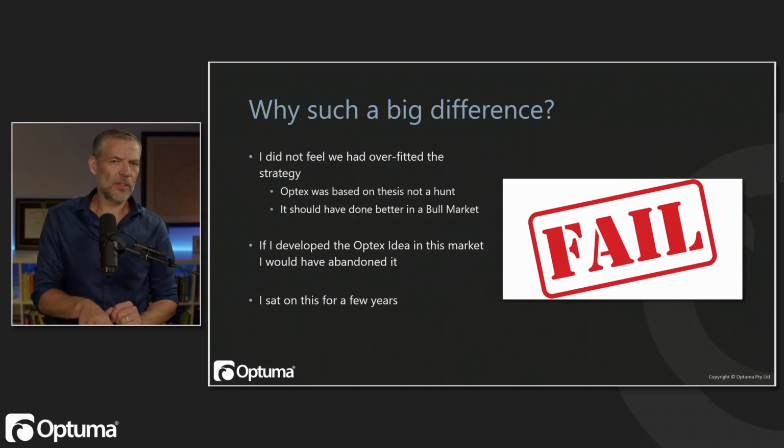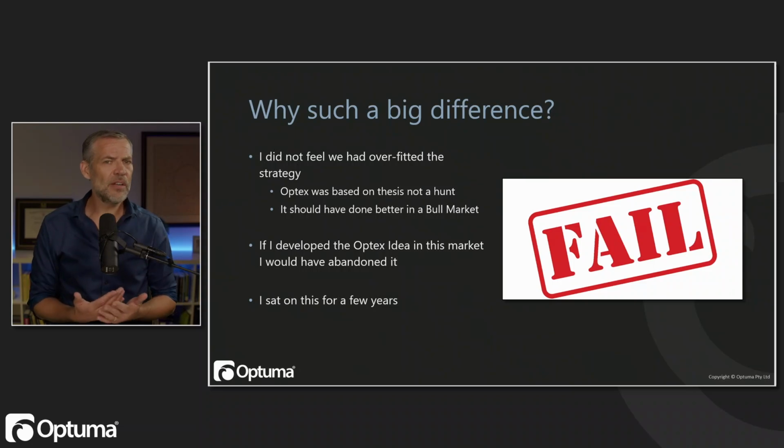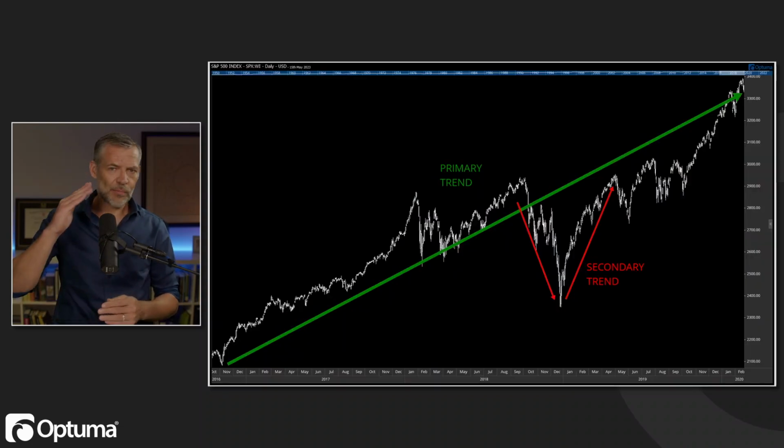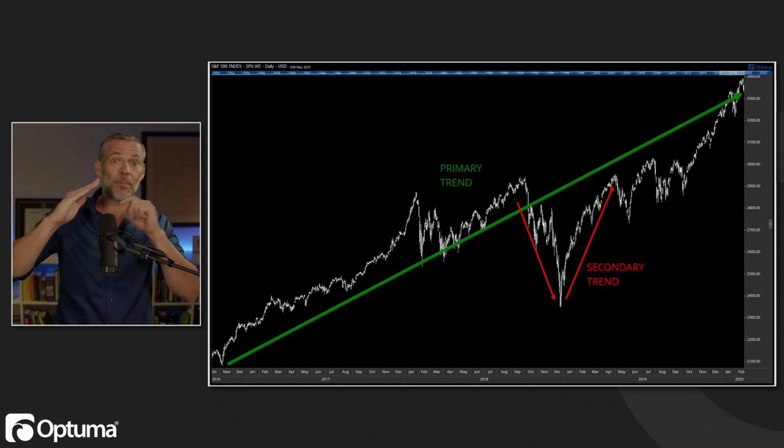So I was happy with the thesis of what we developed. There was no reason why I would have thought it shouldn't have worked better in a bull market than it did in a flat market. Because at the end of the day, the whole concept behind a mean reverting trade is I have a primary trade going up in a bull market, and then I have this secondary market, so Dow theory, this secondary reaction, and I'm trying to capture those.